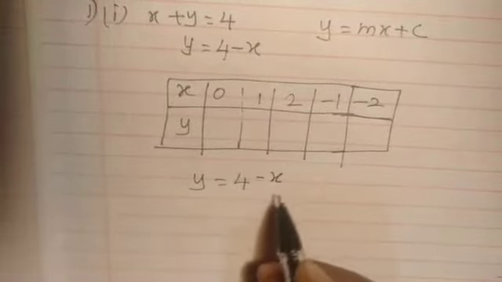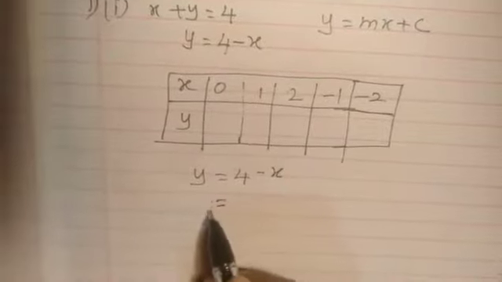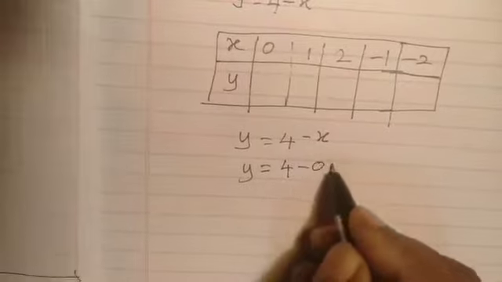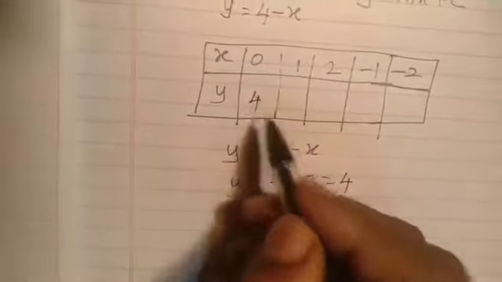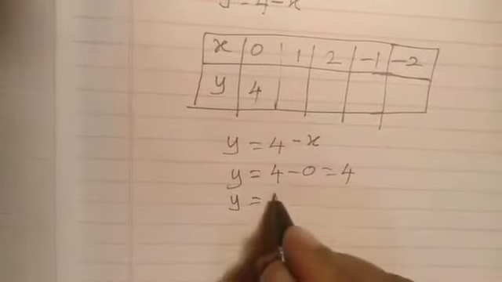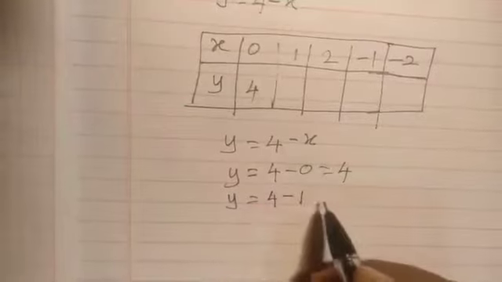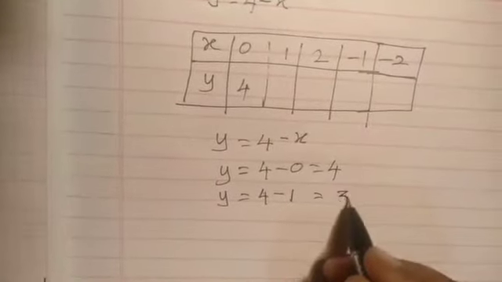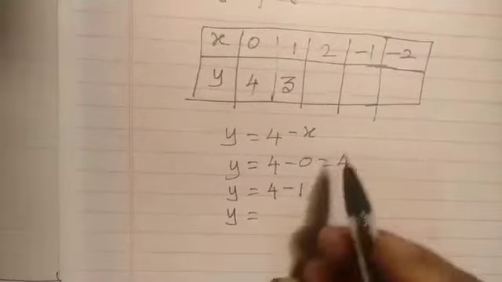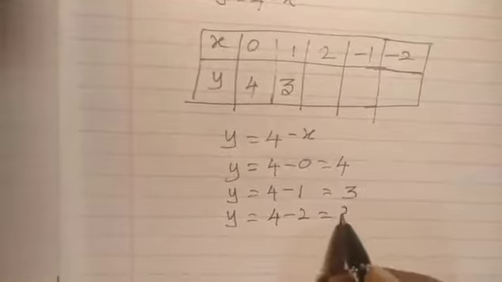This is the equation. In this equation, we will now change the x value. First x value is 0, so 4 minus 0 is 4. Next x value is 1, so 4 minus 1, we apply 1 here, is 3. The next x value is 2, so 4 minus 2 equals 2.